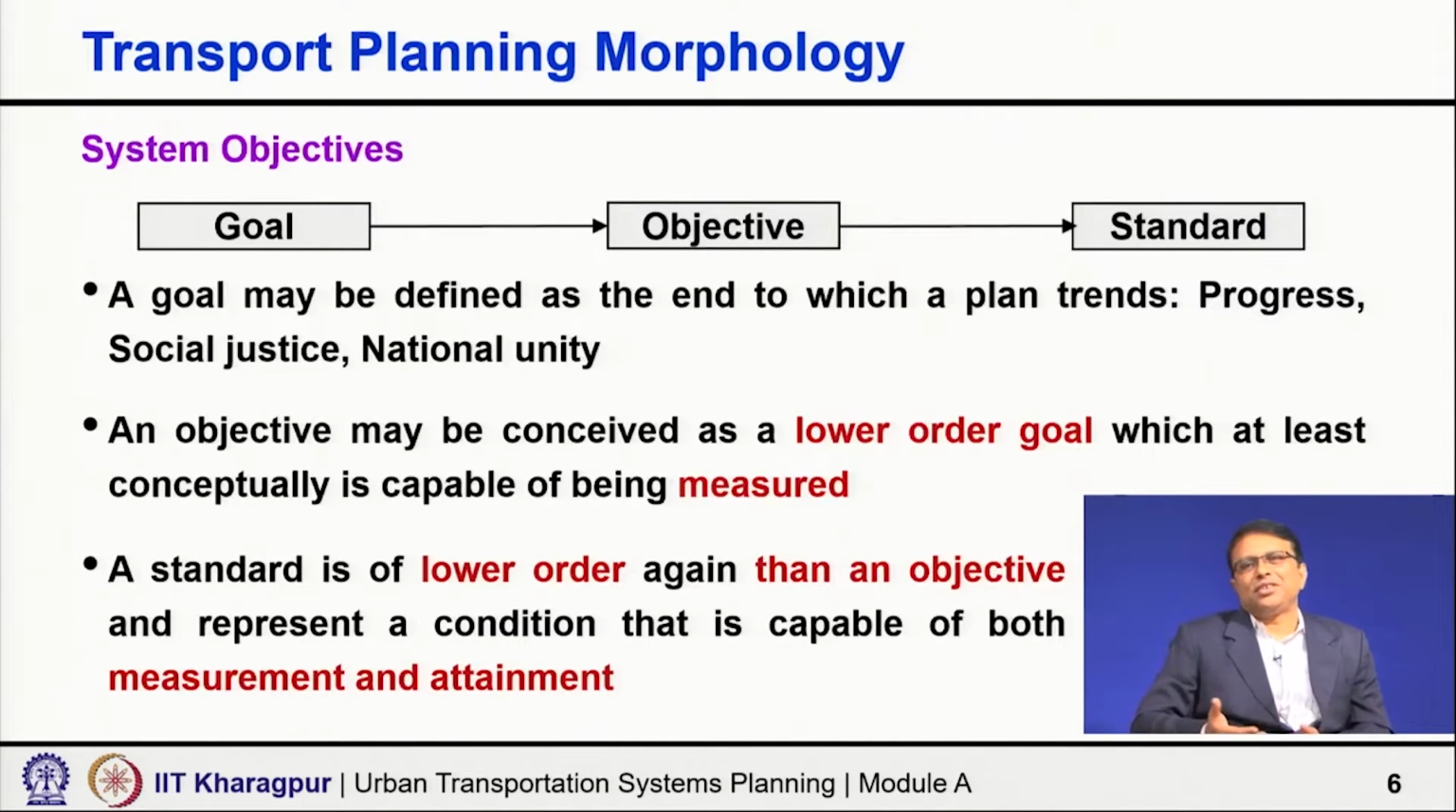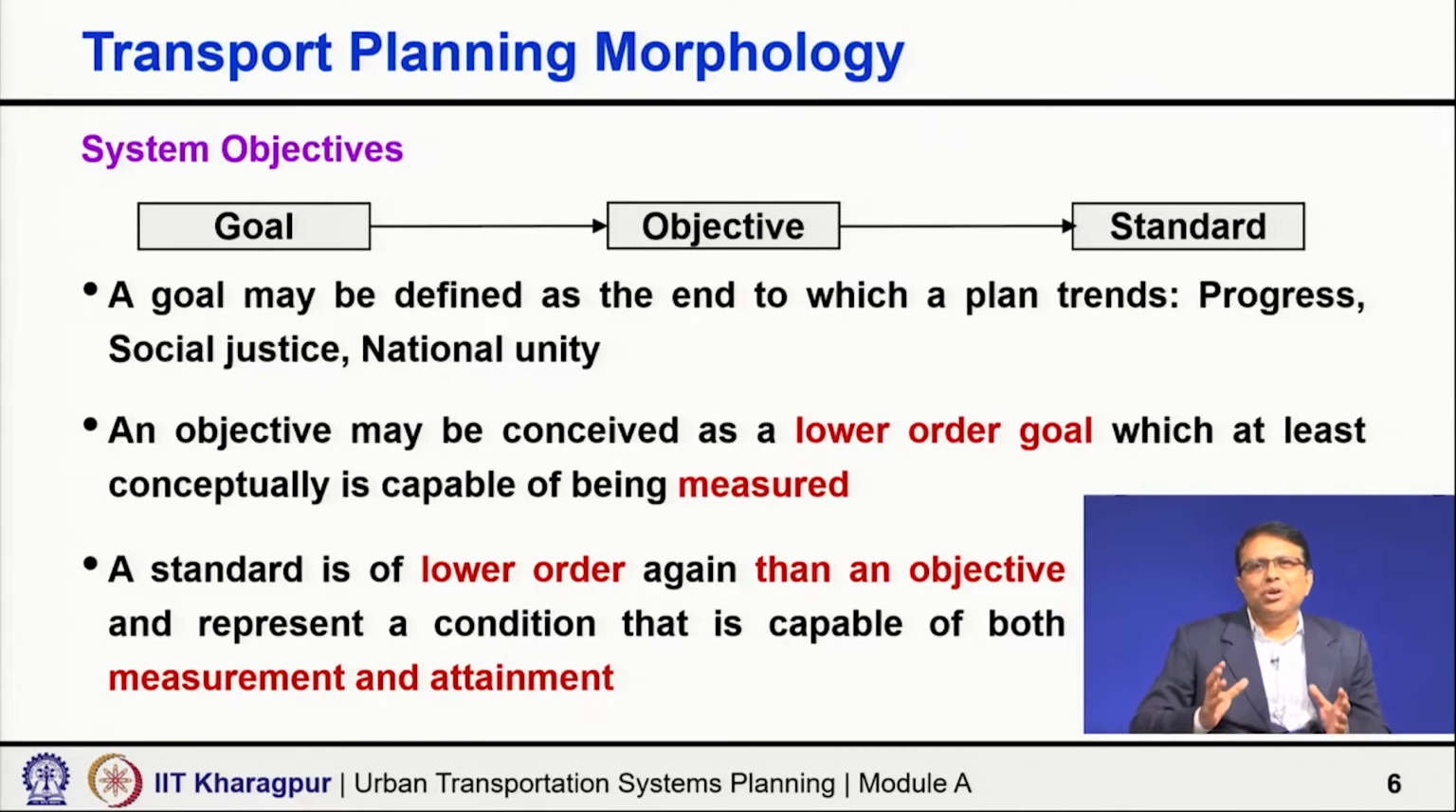Let us try to understand a little bit more about the objectives. Now, when we say objectives, it is important to understand 3 different terminologies. One is goal, another is objective, another is standard, right. Sometimes we use them interchangeably, but actually they mean different things. So, a goal is basically a statement of what we try to get at the end of the plan.